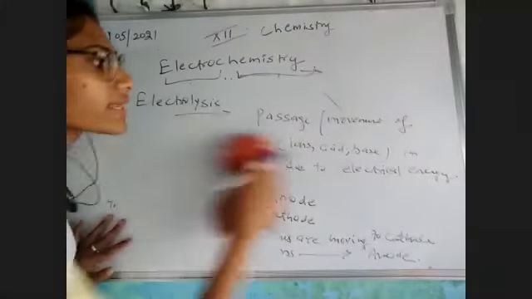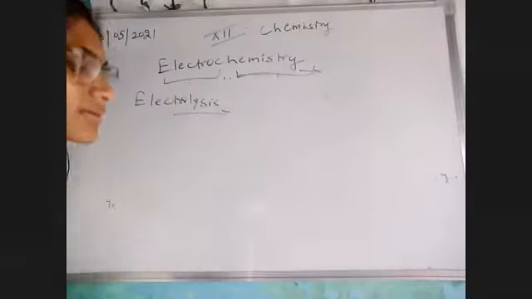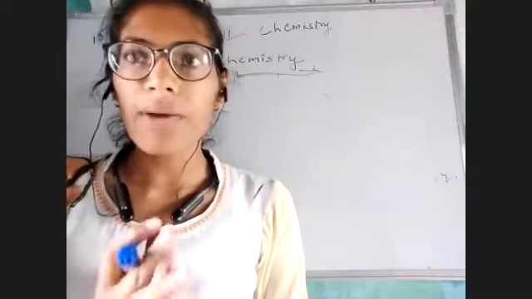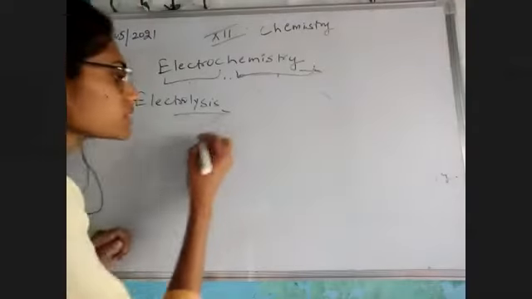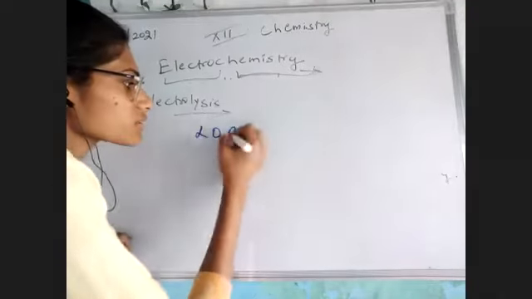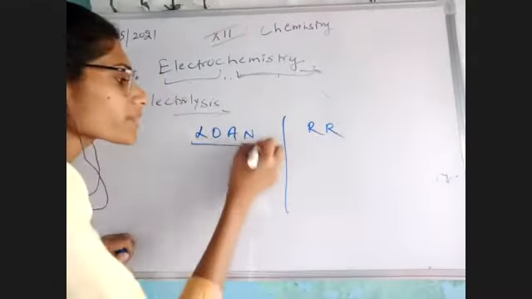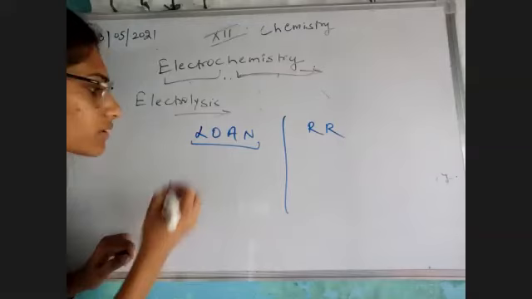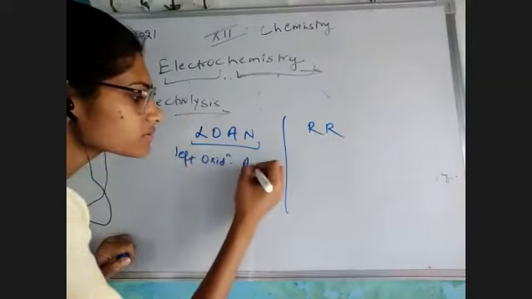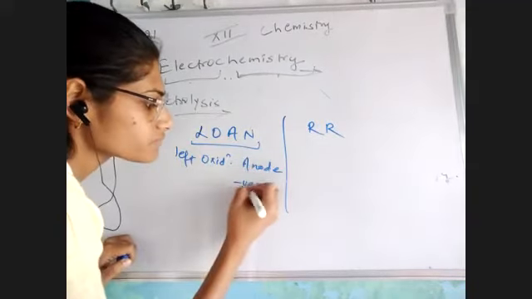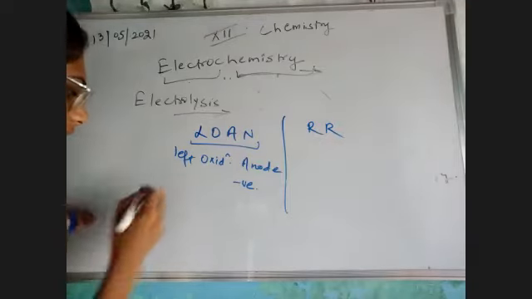Now, what I was saying, that we have understood about the anions and the cations. Now we are going to mix them with oxidation and reduction. And I have learned this topic by the term LONE. LONE means left, oxidation, anode, negative. So it means that on the left hand side there is an anode.